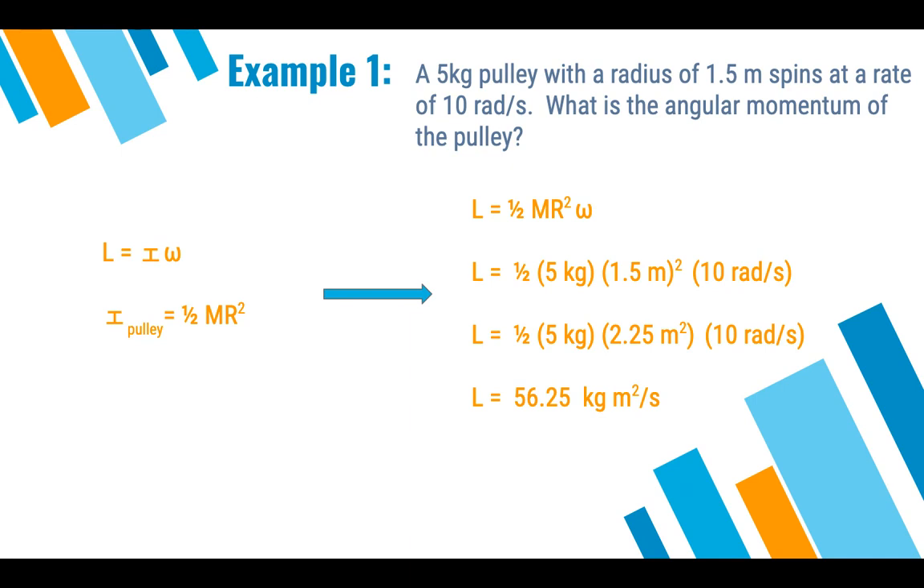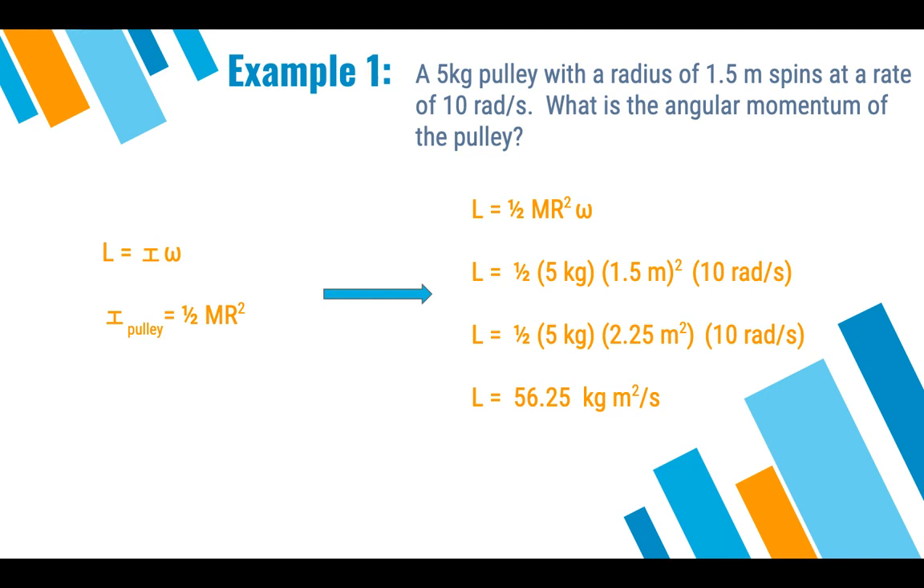So if we have a pulley, we model I as a disc. If we have a stopper on the end of a string rotating above my head, we would model that stopper as what object? A point mass or a point particle, right? We use mr squared. What about a bowling ball?